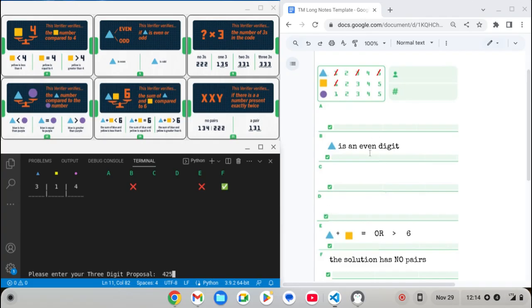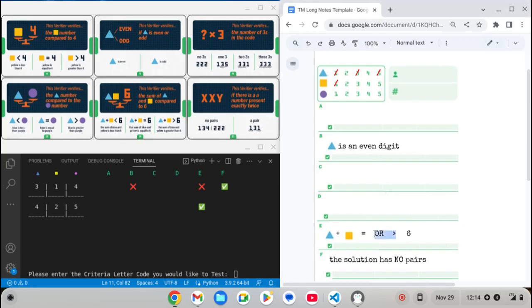And let's just review. Is that first digit even? It is. Triangle is even. We're creating a proposal where the sum of the first 2 digits is 6. And there are no pairs. That looks good. All right. So, yeah, let's go ahead and retest criteria card E to see if we're dealing with a sum of 6 or not. Okay, yes, so that sum is equal to 6.